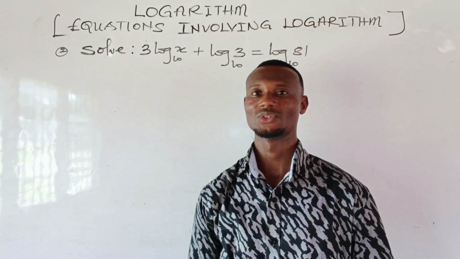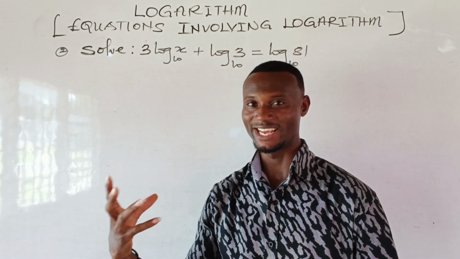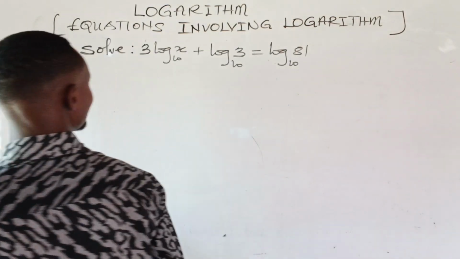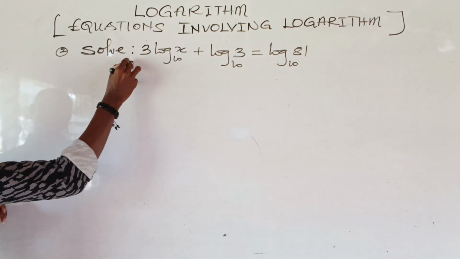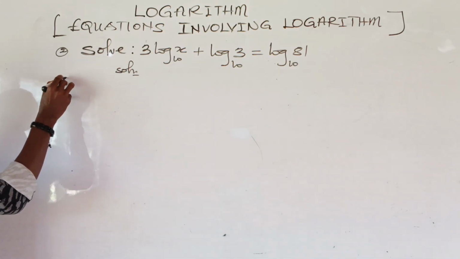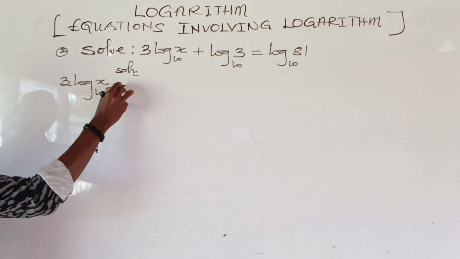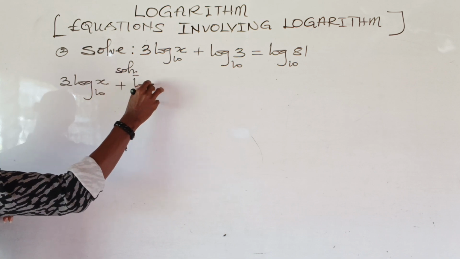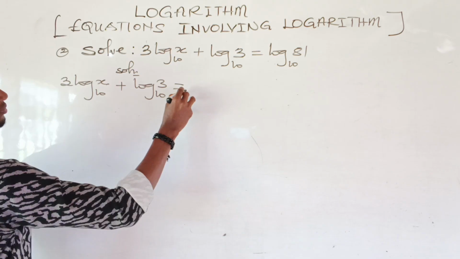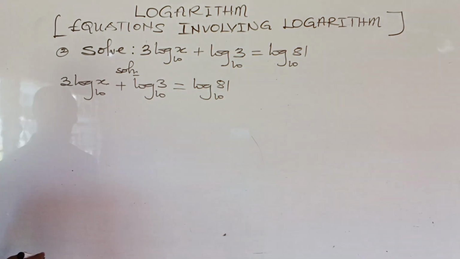S. Okay, so now we are going to apply the laws of logarithm that we've learned in the previous videos. Let me write down my solution and let's begin to solve it. Let me write the question. I have 3 log s to the base 10 plus log 3 to the base 10 equals log 81 to the base 10.